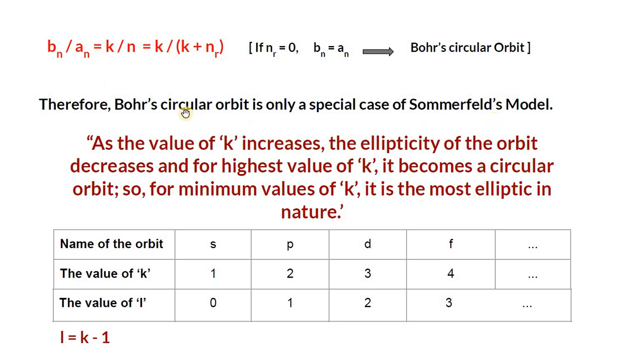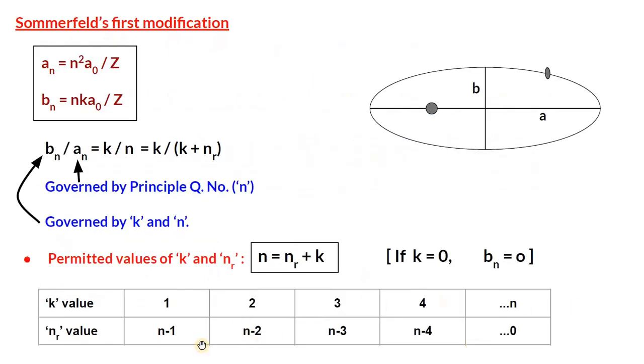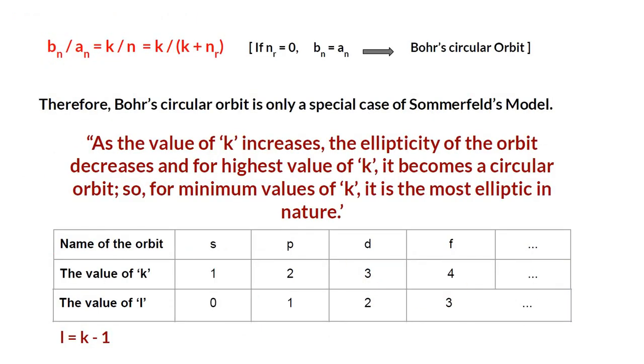Again, just look at this first part, don't look at this part. If you look at this part, when k equals n, because k can never be greater than n, the maximum it can be is k equals n. The k value maximum will be n and the nr value will be 0, so n equals n. So when k equals n, the maximum value of k, then bn will be, these two parts will cancel and here one will come.